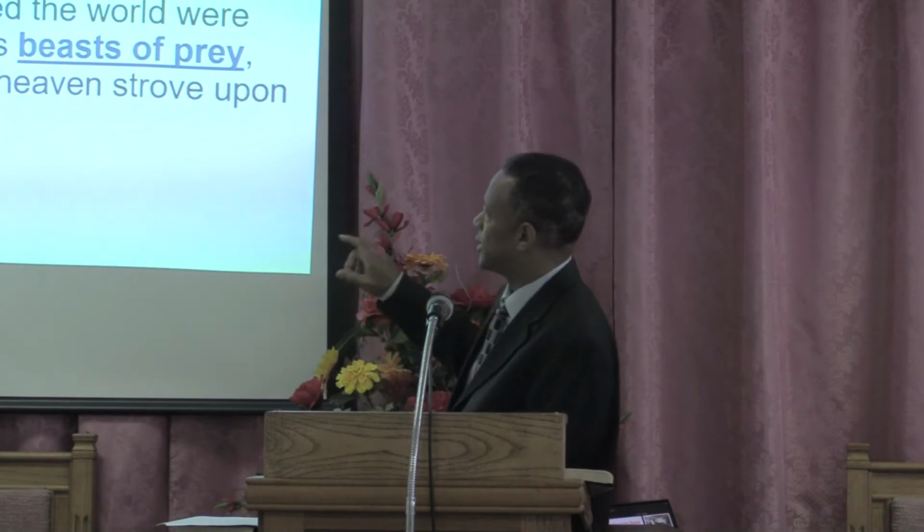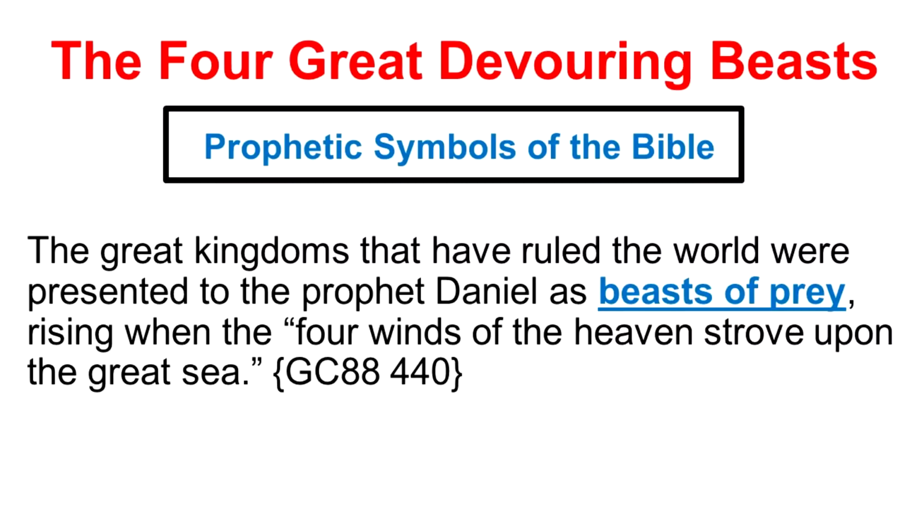Okay? And interestingly, he says also that these beast powers represent kings and rulers. And we see in Great Controversy, page 440, it says here clearly the great kingdoms that have ruled the world, notice that they have ruled the world, were presented to the prophet Daniel as beasts of what prey?